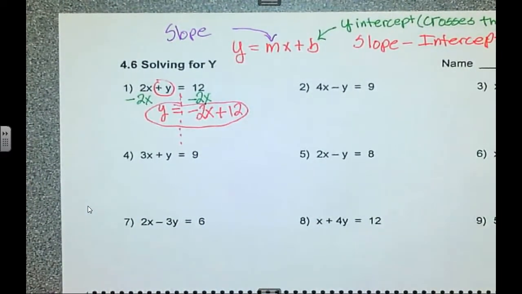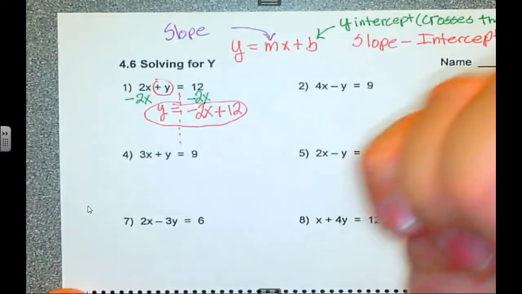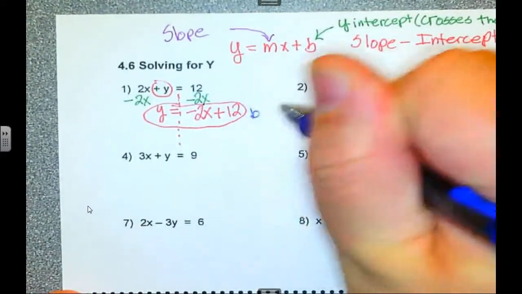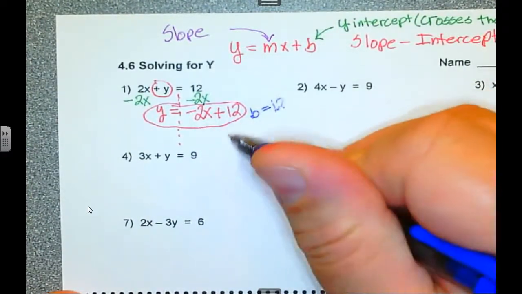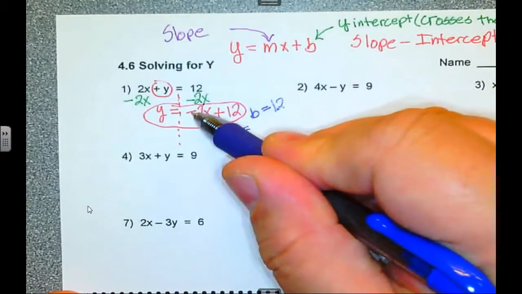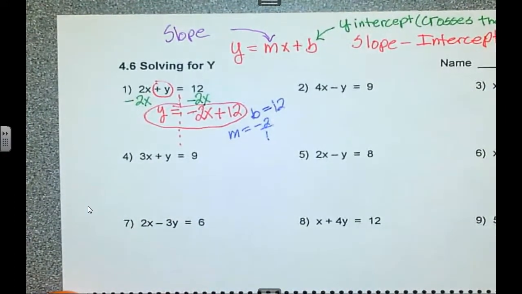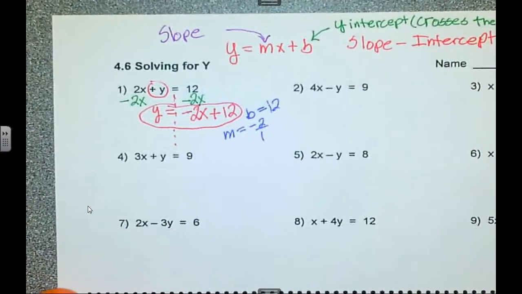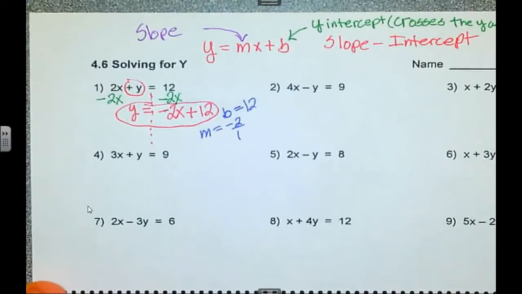Now, if I were to graph this, I would start with my y-intercept, which is 12. Then I would use my slope, which is negative 2 over 1. I can easily graph that. All right, number 2.